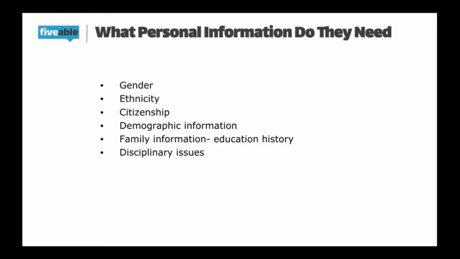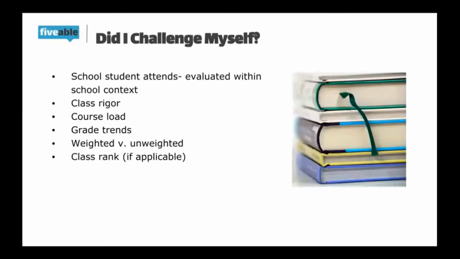So sometimes family information, history. They may ask, do you have any siblings who attend our university or graduated from, or grandparents, things like that. And then they typically do ask about disciplinary issues that they just want to be made aware of. So that's just kind of general information. The next part really deals with that rigor, the grade point average and the rigor.